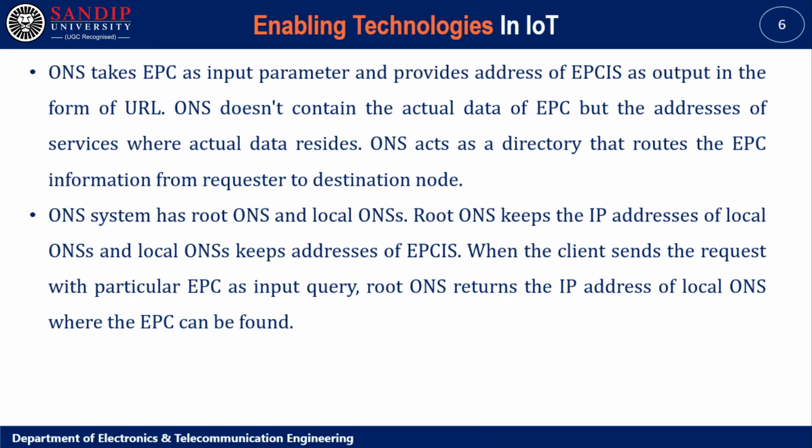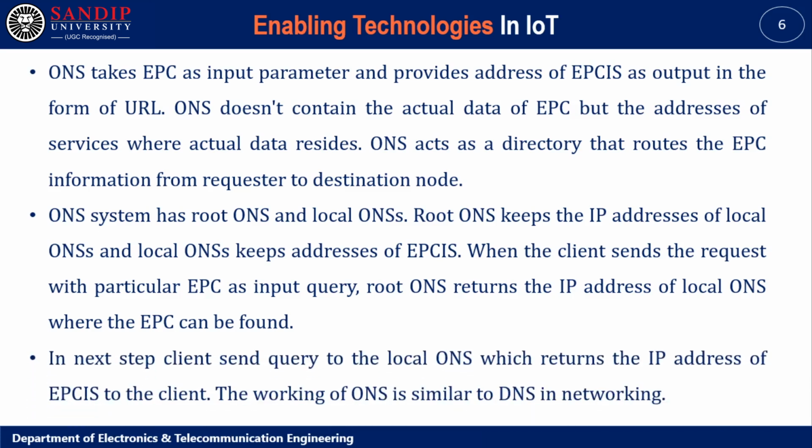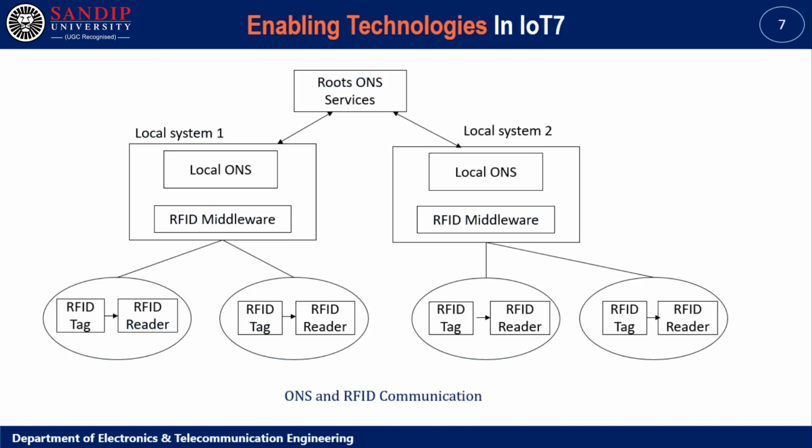The ONS system has a root ONS and a local ONS. Root ONS keeps the IP addresses of local ONS and local ONS keeps the addresses of EPCIS. When the client sends a request with a particular EPC as an input query, root ONS returns the IP address of the local ONS where the EPC can be found. In the next step, the client sends a query to the local ONS, which returns the IP address of the EPCIS to the client. The working of ONS is similar to DNS in networking. The figure shows the ONS and RFID communication.